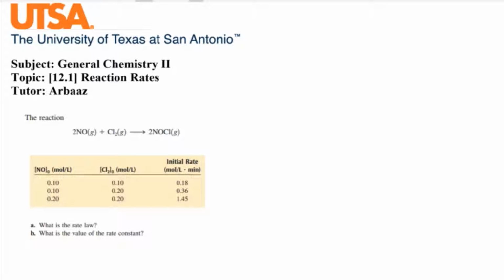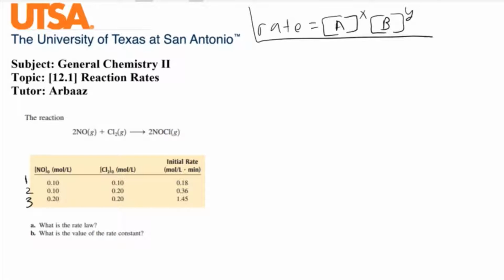So I'm going to start off by labeling condition 1, condition 2, and condition 3. And these were the 3 different reactions that occurred. So this question is asking first of all for the rate law and then the value of the rate constant. So in order to do that, first you have to start with the general template of the rate law, which is going to be rate equals the concentration of reactant A to the X times reactant B to the Y. And so we're going to use this template and apply our scenario to it.